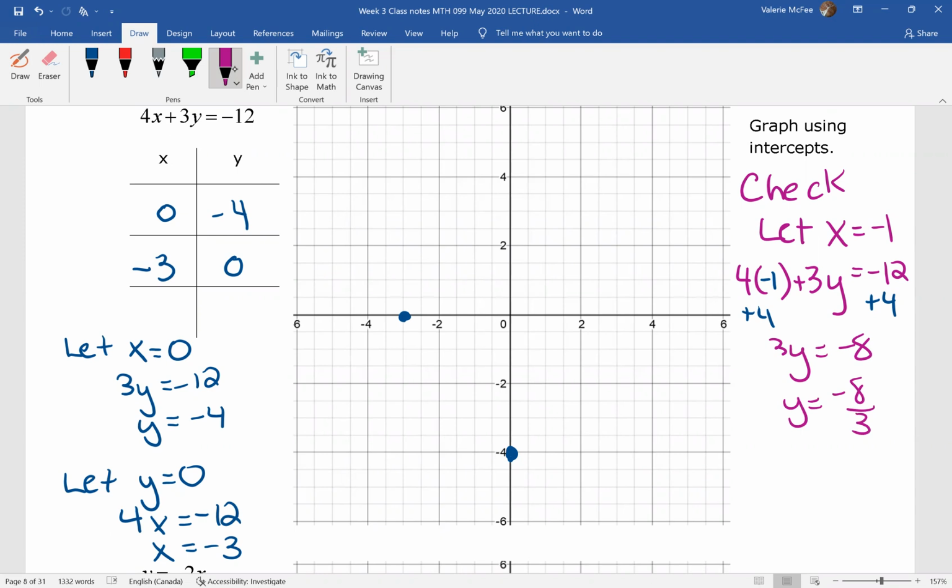What is that? When x is -1, that would be -2 2/3. That doesn't look very good, does it? -1, 2 and a bit. Yeah, that looks like it will fall on my line that I want to graph.